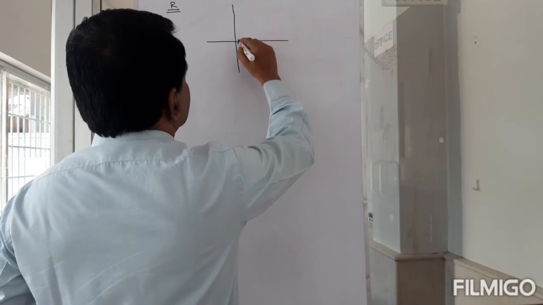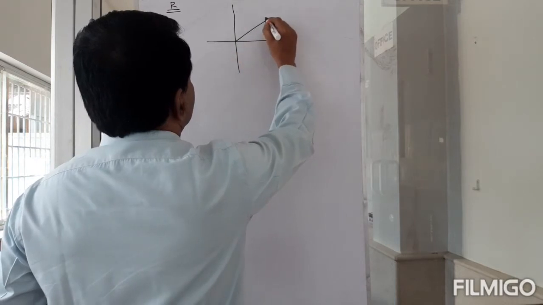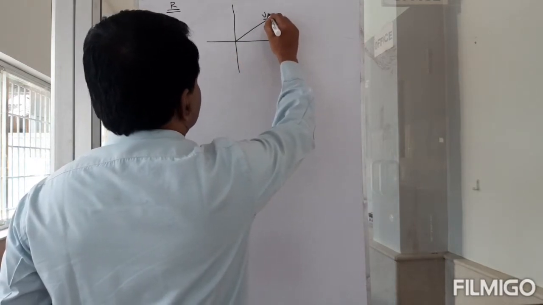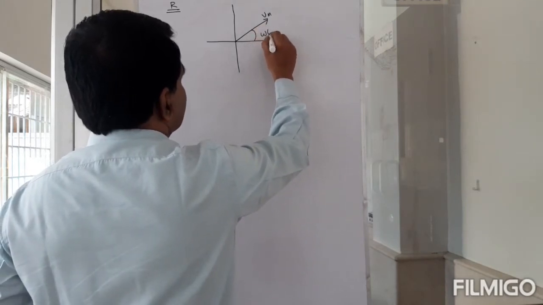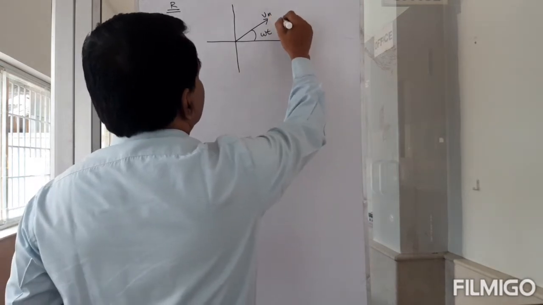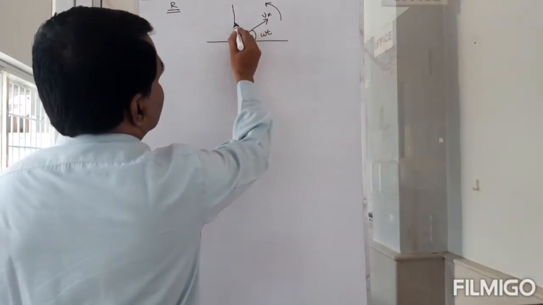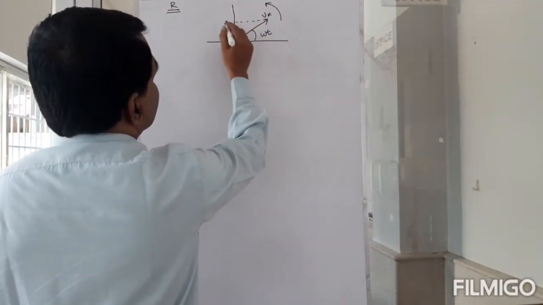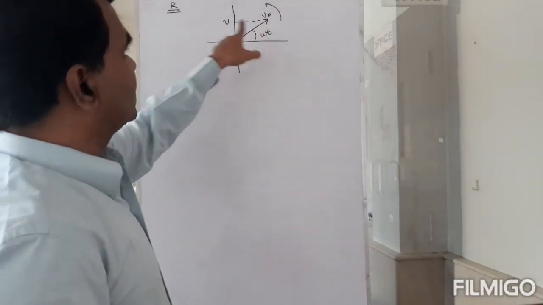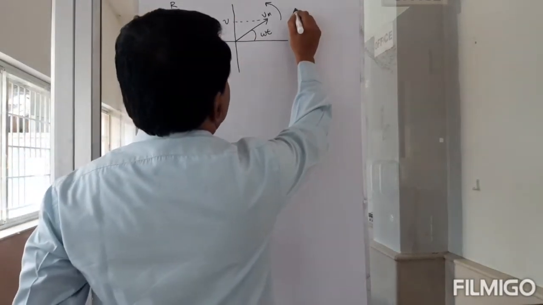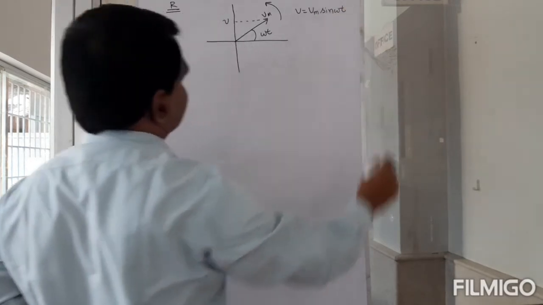Say at some time t, my V is like this. This is my Vm, right? So this is omega t, and the vector is rotating in the anti-clockwise direction. At that time, this is my V value, the projection of this vector along the y-axis. So my V is equal to Vm sine omega t.